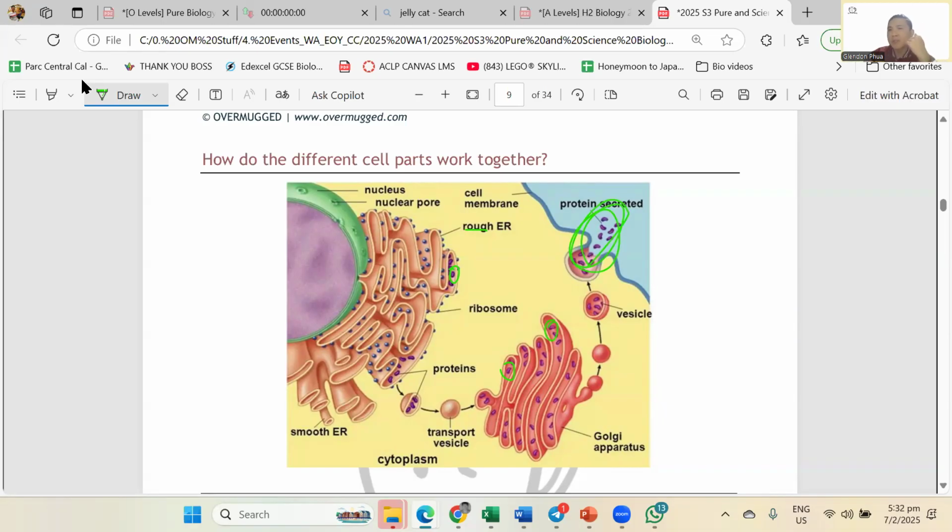Okay, so same thing. After the protein has been synthesized and modified at the Golgi, it will be secreted out. That's all. So start synthesis at the RER because the ribosome is there. It goes to the Golgi to be modified. Then after that, it is released.